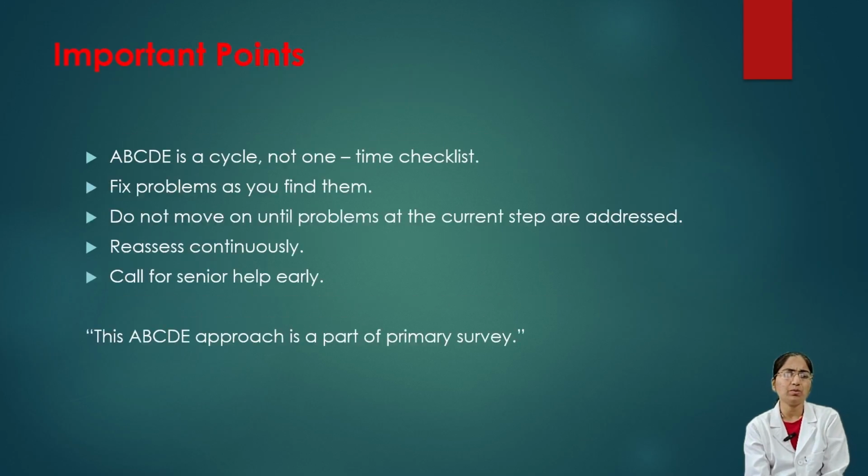Here we'll see some important points. ABCDE is a cycle, not a one-time checklist. Fix problems as you find them, and do not move on until problems at the current step are addressed. Reassess continuously, and also call for senior help early. This ABCDE approach is a part of the primary survey.